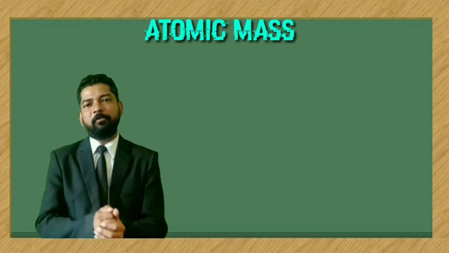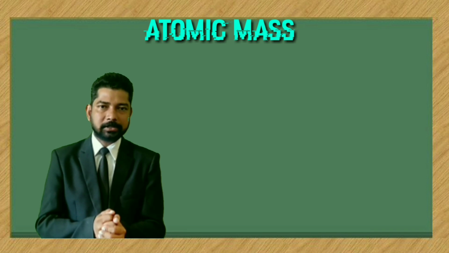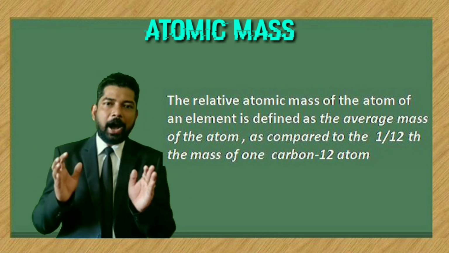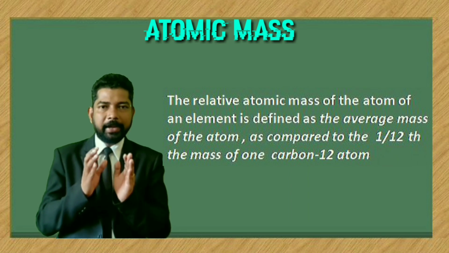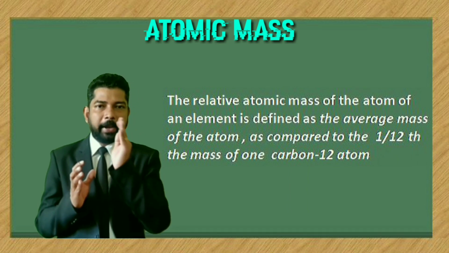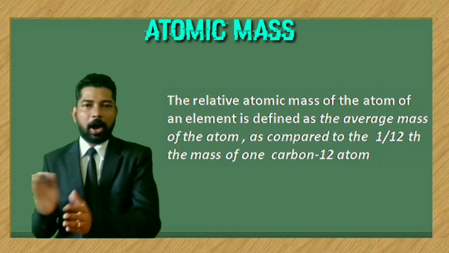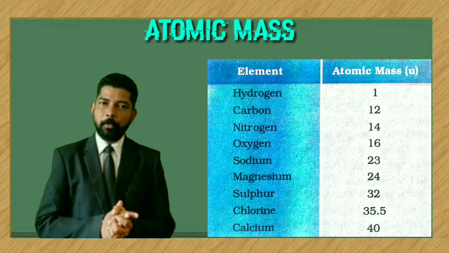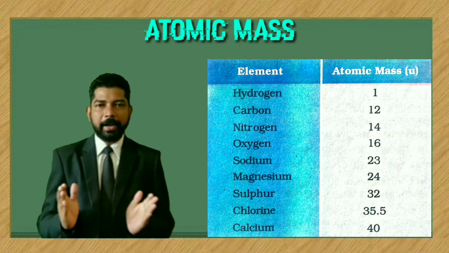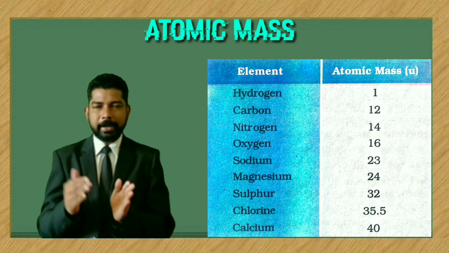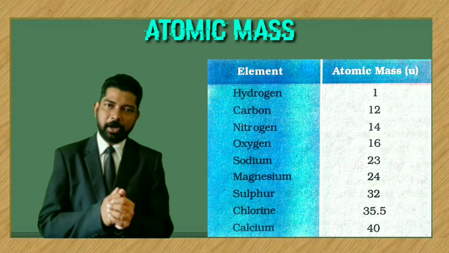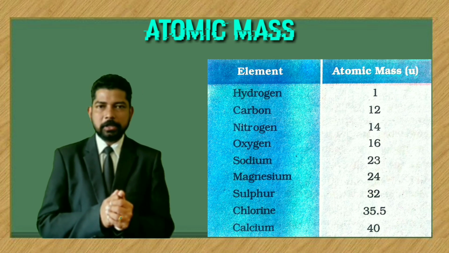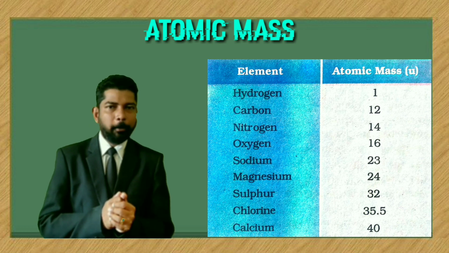So now let's define what is relative atomic mass. Relative atomic mass is the average mass of an element compared with 1/12 of the mass of a carbon-12 atom. Atomic masses of some important elements have been given here. We have to learn them because they are needed in our coming topics to find out the molecular mass or formula mass. So you have to learn them by heart.